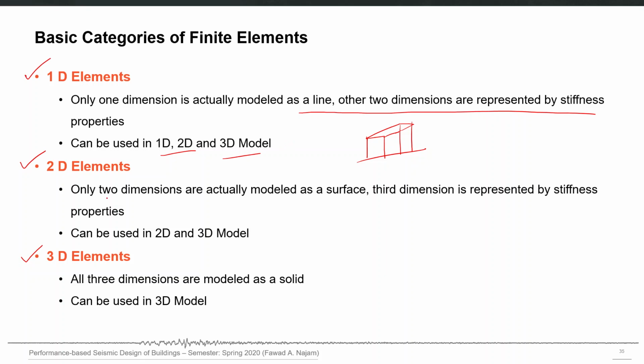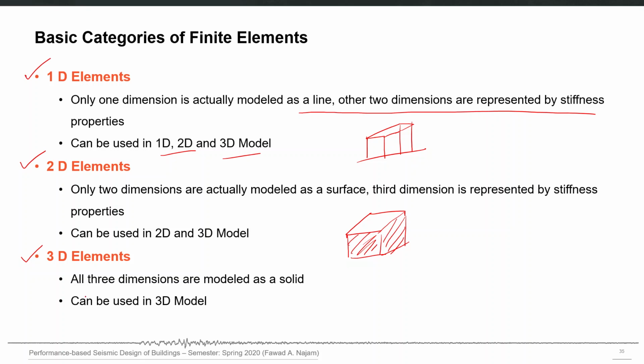In two-dimensional elements, only 2 dimensions are actually modeled as a surface like this, and the third dimension, which is the thickness of these surface, is represented only by the stiffness property. And using these 2D elements, we can model a 2-dimensional or also a 3-dimensional model also. For example, you can have 4 walls all modeled with a 2-dimensional element. Now it will become a 3-dimensional structure modeled with 2-dimensional elements.